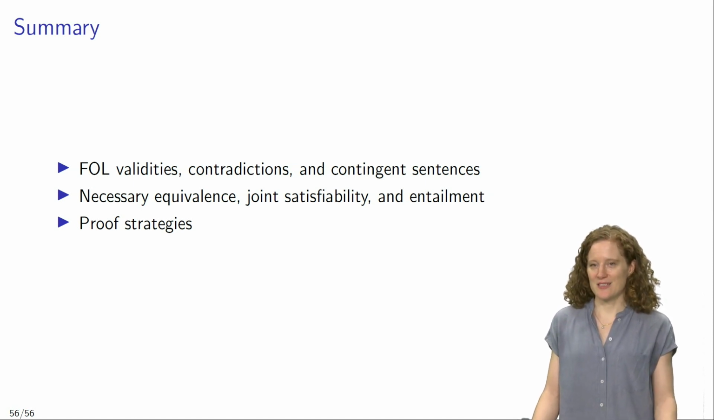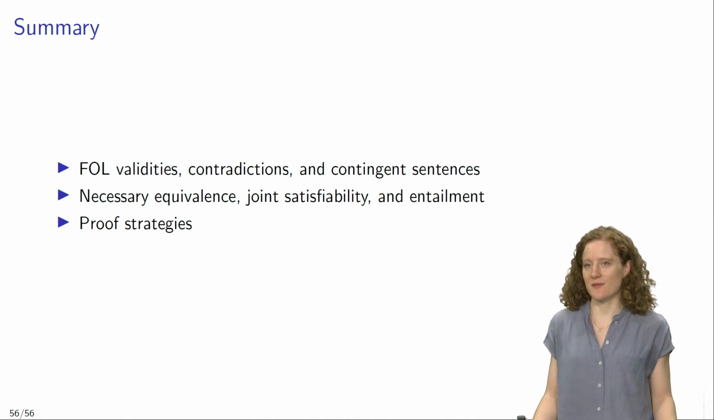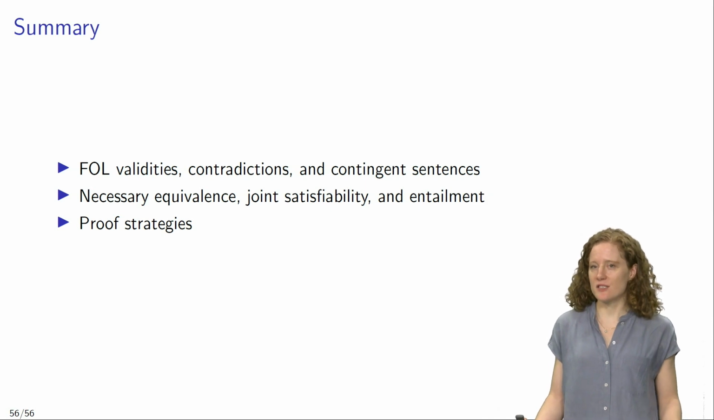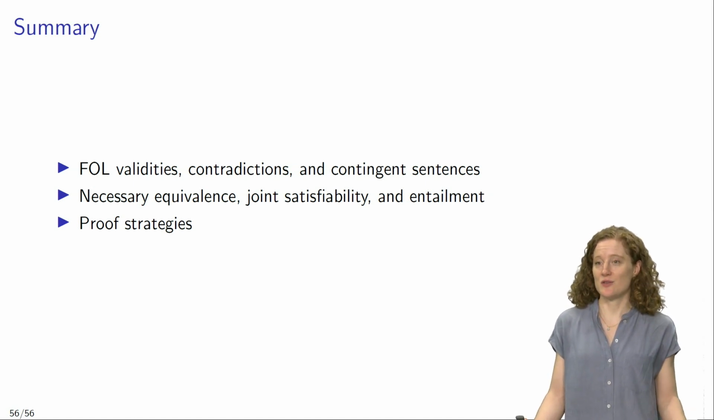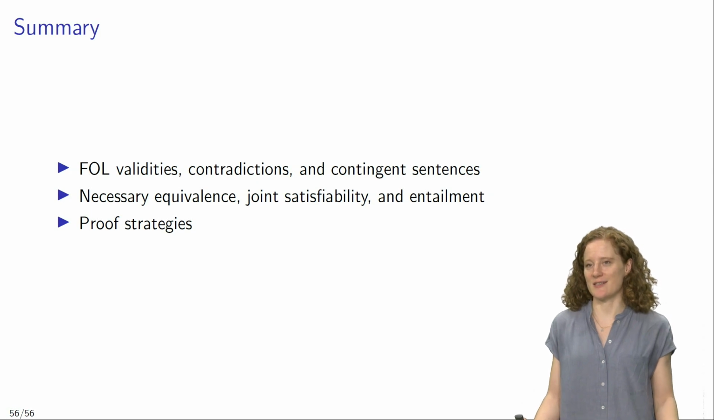And then we have also discussed a number of proof strategies for establishing that a sentence is an FOL validity, contradiction, or contingent, or for showing that two sentences are necessarily equivalent or jointly satisfiable, and for showing that given premises do or do not entail a certain conclusion.